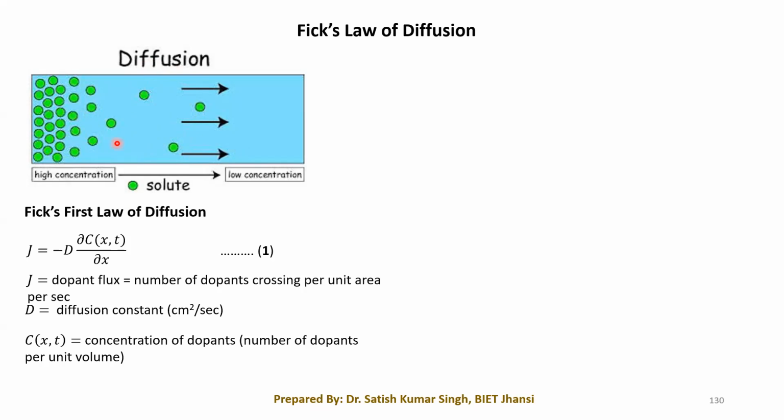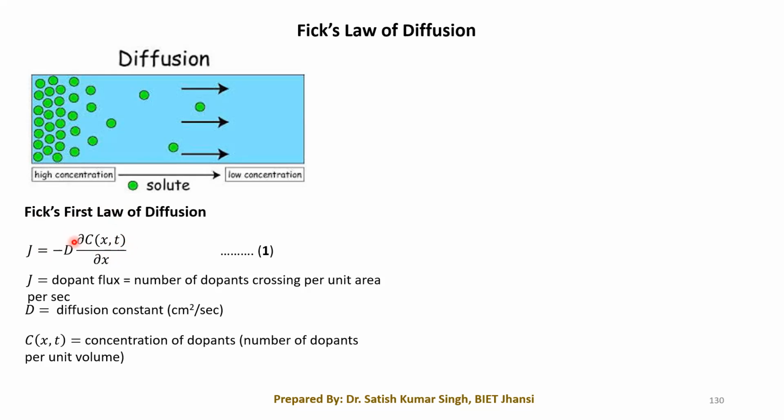For any atoms, if the concentration at this point is much larger than at that point, then a concentration gradient exists, and there will be a net flow of atoms towards the low concentration side. That can be written as J, where J is the dopant flux. J is directly proportional to ∂C(x,t)/∂x.